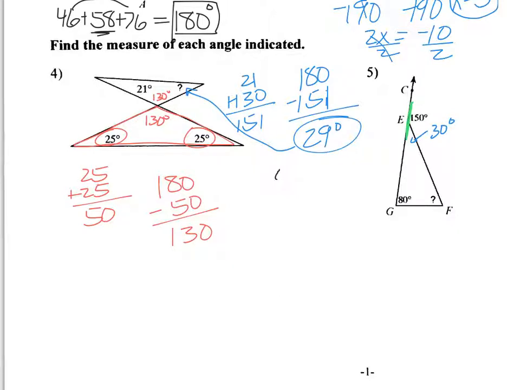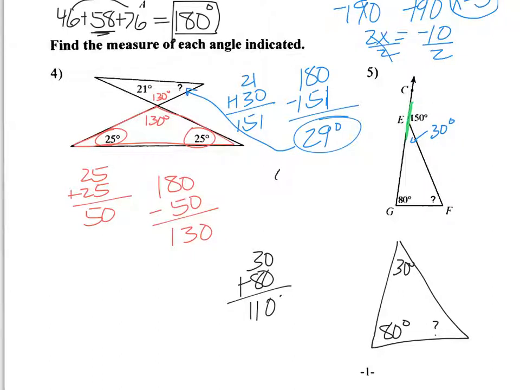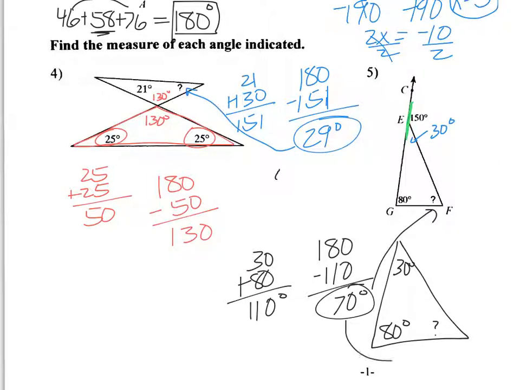Now what I'm going to do is pull that triangle out. I know this is 30. I know this is 80. This is what I'm looking for. So I do 30 plus 80. That's 110. Then I'm going to subtract that from 180. And that's 70. So 70 degrees is that missing angle there, or here if you drew a separate triangle.